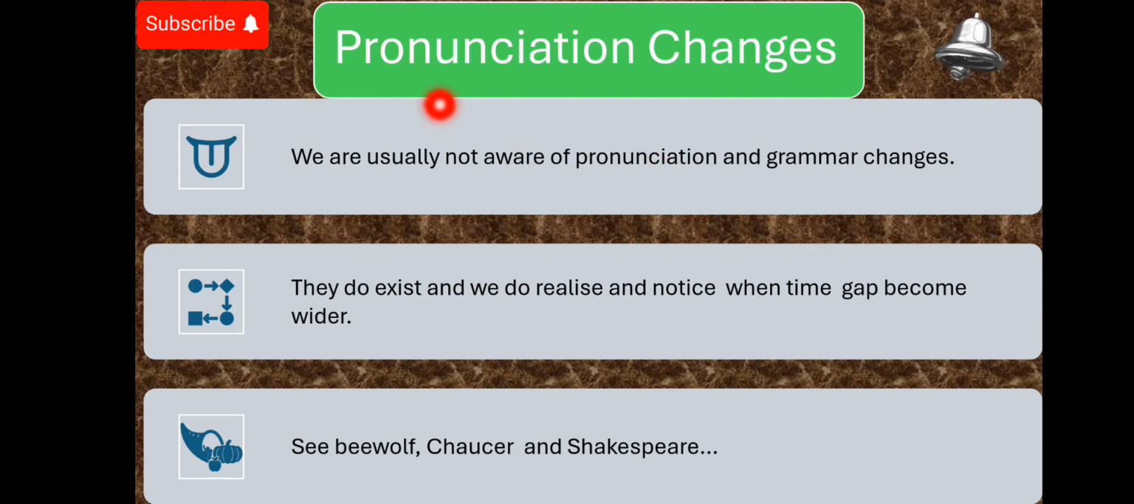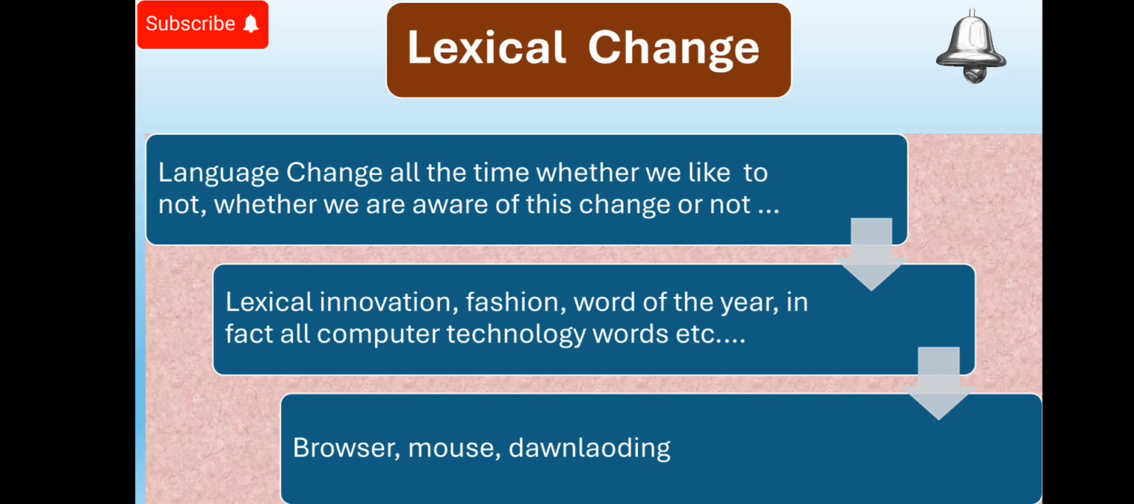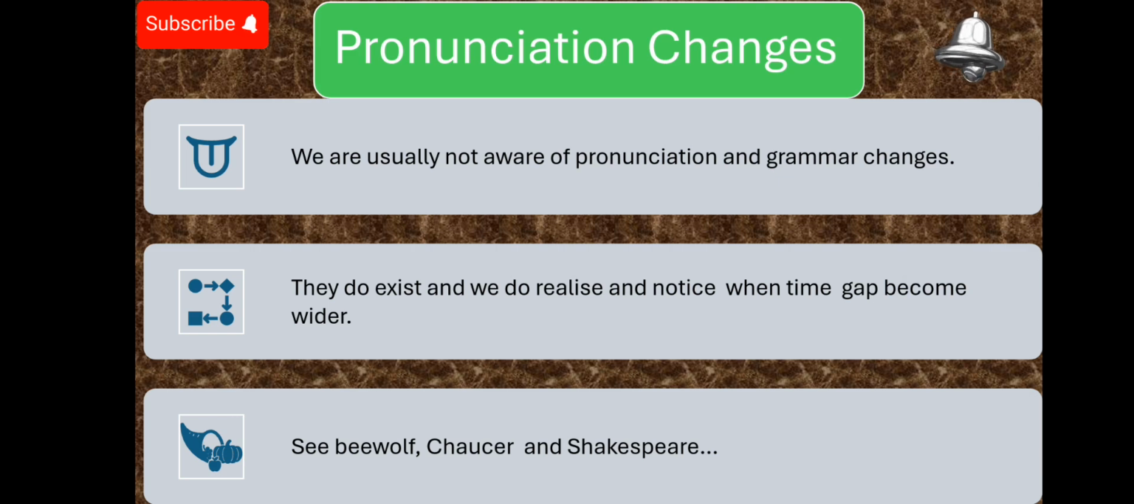Now, pronunciation changes. As I told you on the previous slide, sometimes we are not aware of change. So when we are not aware of the change, this is pronunciation change. We are usually not aware of pronunciation and grammar changes. Sometimes we are not aware of both. Later on, we become aware of this change. But at the time they are changing, we are not aware of them. They do exist, and we do realize and notice when the time gap becomes wider.